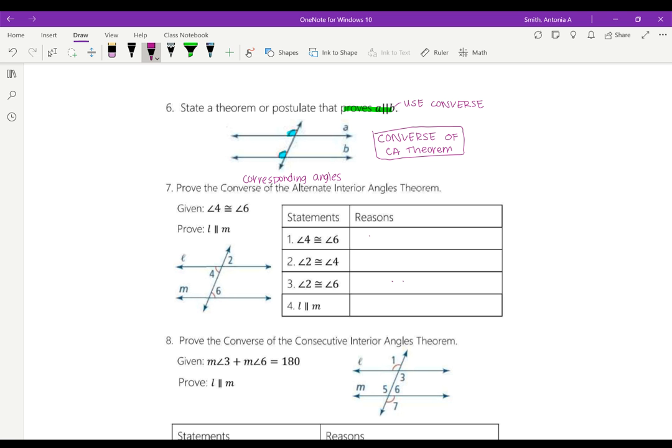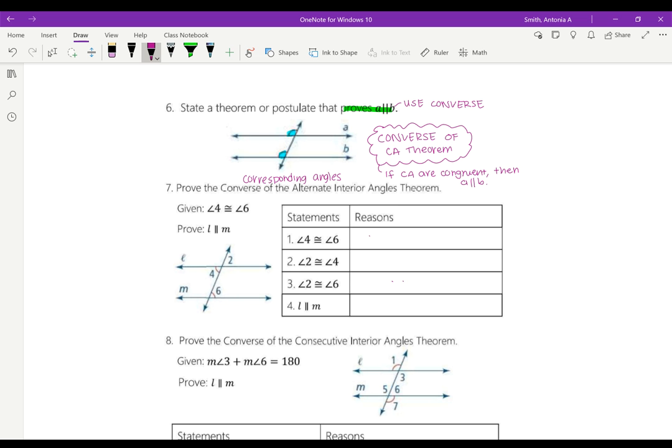Okay. Actually, let's see. I'll write that here. Okay. So if corresponding angles are congruent, then A is parallel to B. That's what that theorem would say. The converse would say that.